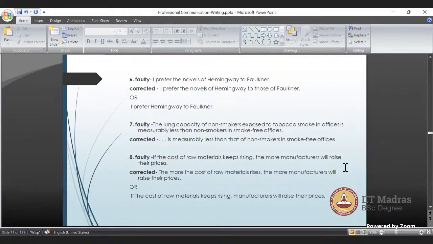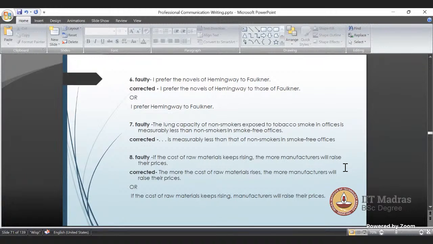Then, I prefer the novels of Hemingway to Faulkner. Okay. So you can write it in two different ways. You can say, I prefer the novels of Hemingway to those of Faulkner. Or you can simply say, I prefer Hemingway to Faulkner. Both of them are writers. Okay? Both of them are American writers, great authors.